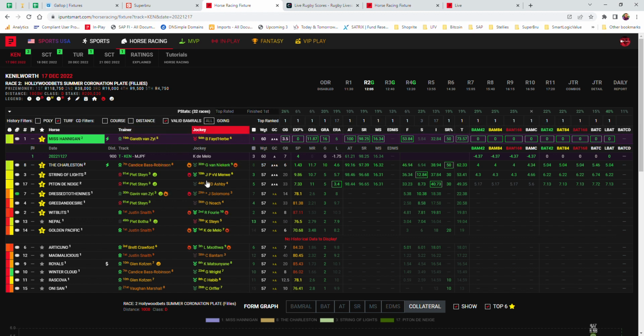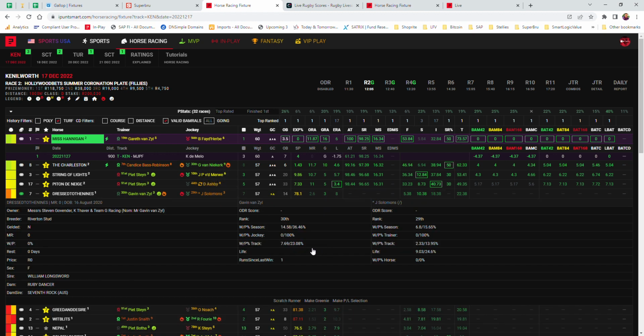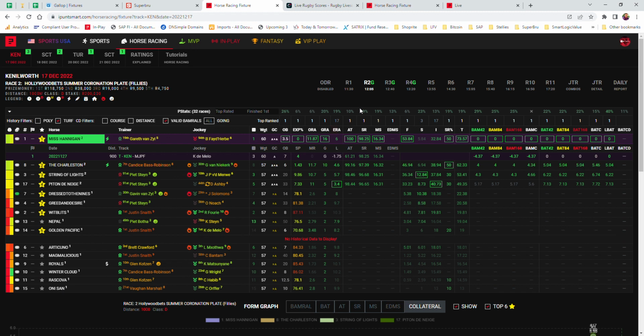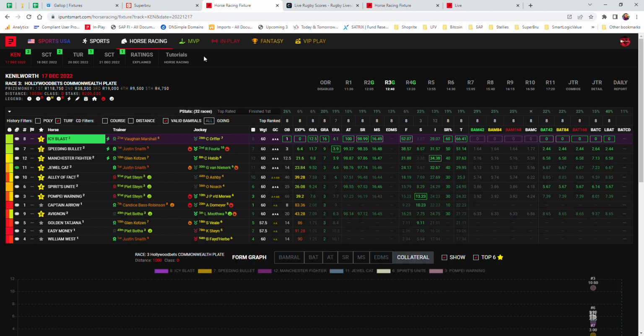Others here to consider is maybe the Gavin van Zyl potential double with dress to D. Nines, another red flame flashing here, which tells us 100% place with Gavin van Zyl and Jeffrey Solomons. So the data is all there for you to quite easily make up your own mind. I'm not going to be able to do that for you in a couple of minutes.